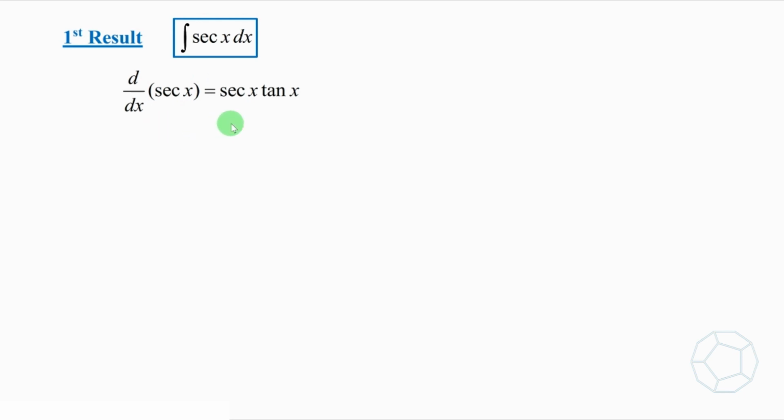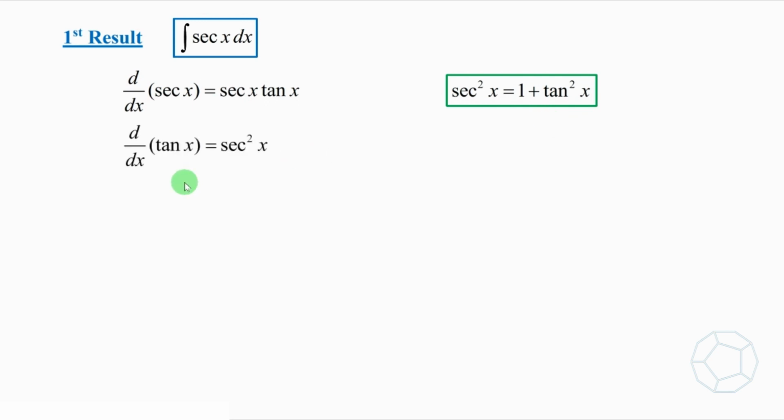The derivative of secant x with respect to x is equal to secant x times tangent x. We can see the friend of secant x, which is tangent x. They have a nice relationship. Secant square x is equal to 1 plus tangent square x. We shall use this square identity later on. So let's find the derivative of tangent x as well. The derivative of tangent x with respect to x is equal to secant square x.